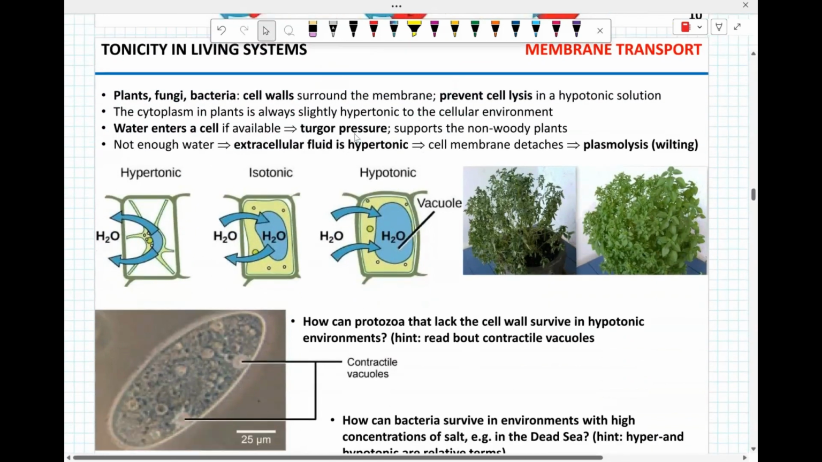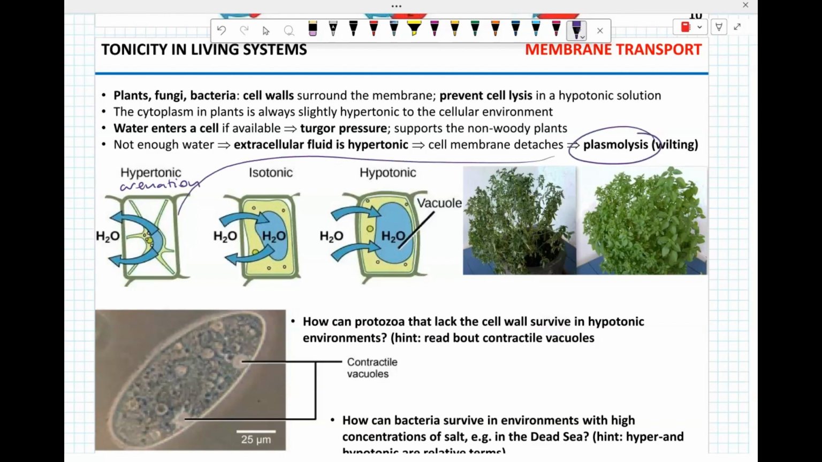Now, if you think about this, in hypertonic solution, water leaving the cell will result in cell shrinkage. We call this crenation or plasmolysis. In isotonic solution, the cell will remain unchanged. But what happens to the cell in a hypotonic solution? You can see that cell swells. Now, if cell will continue swelling, it may lead to cell lysis.